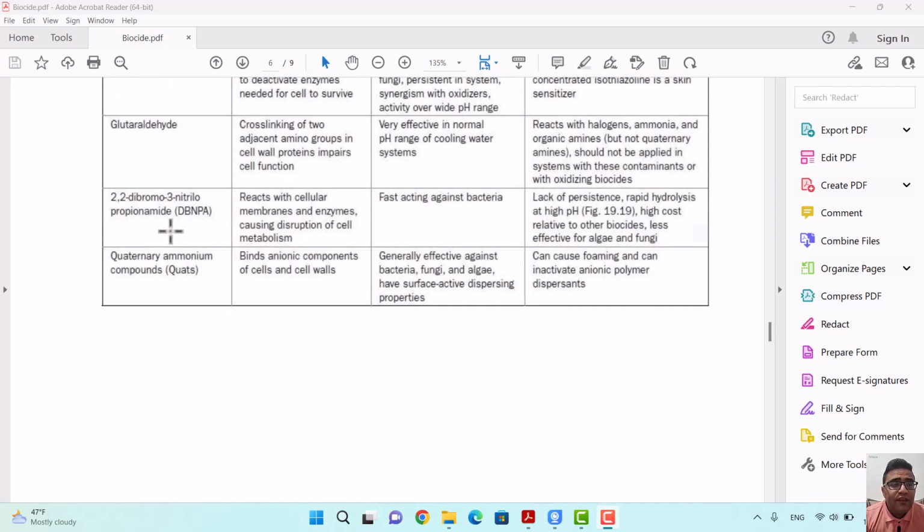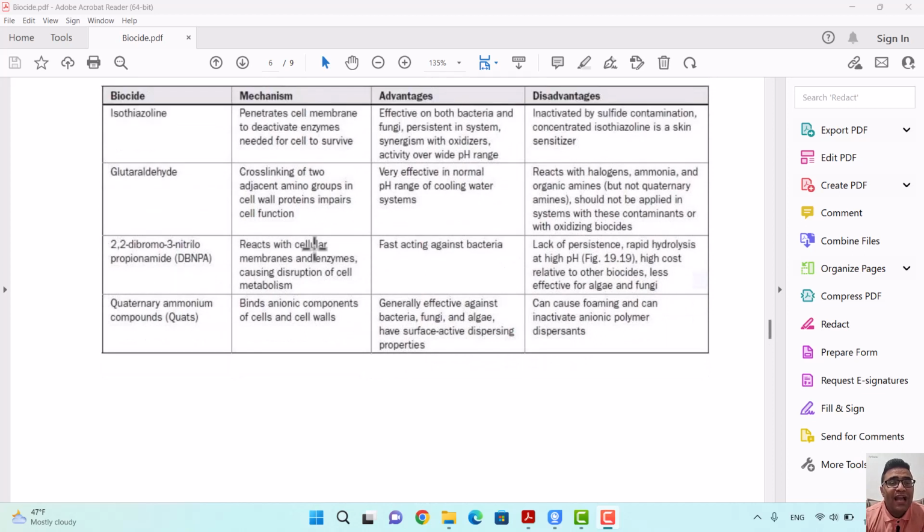Then we have DBNPA. It reacts with cellular membranes and enzymes, causing disruption of cell metabolism. Advantages: it is fast against bacteria. Disadvantages: lack of persistence, rapid hydrolysis at high pH, high cost relative to other biocides, and it is less effective for algae and fungi. Then we have quats.